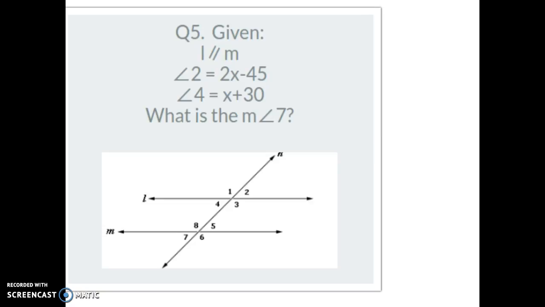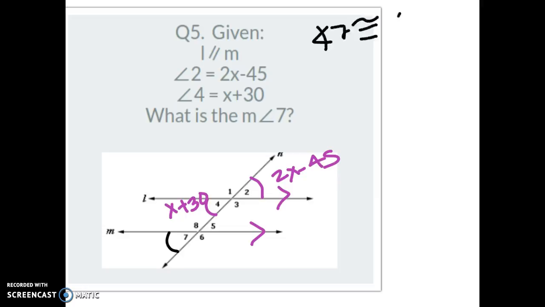Again, given that line L is parallel to line M, we are going to find out that angle 2 is 2x minus 45, and we already know that angle 4 is x plus 30. The question is, what is the measure of angle 7? Well, 7 and 4 have a relationship. Angle 7 is congruent to angle 4. How do I know this? Corresponding angles are congruent. So if I find angle 4, I will know angle 7.